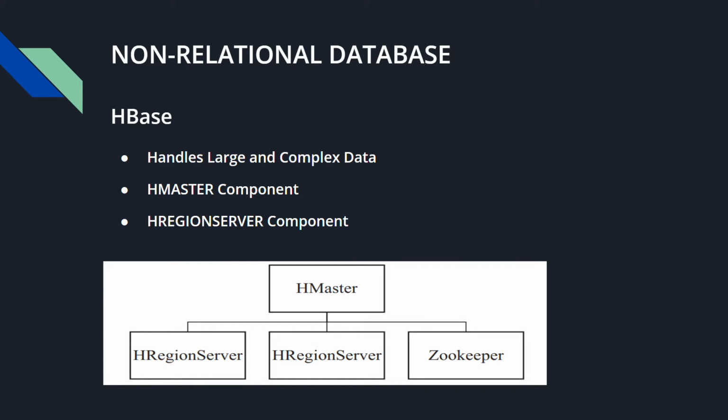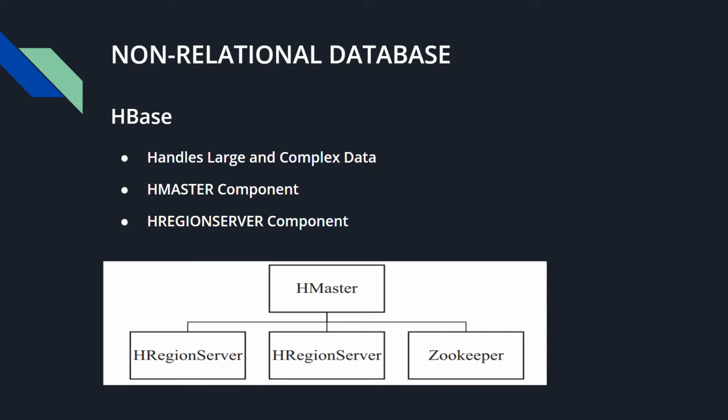Now let's talk about the non-relational database, which is HBase. So what is HBase? HBase is a distributed column-oriented database built on top of the Hadoop file system. It is an open source project and is horizontally scalable. HBase is a data model similar to Google Big Table, designed to provide quick random access to huge amounts of structured data. It leverages the fault tolerance provided by the Hadoop file system. So HBase basically handles very large and complex data, unstructured data.